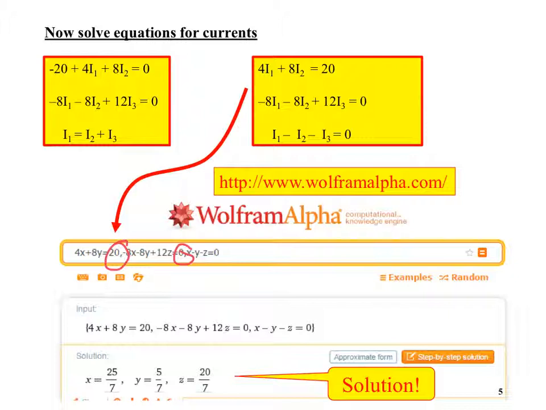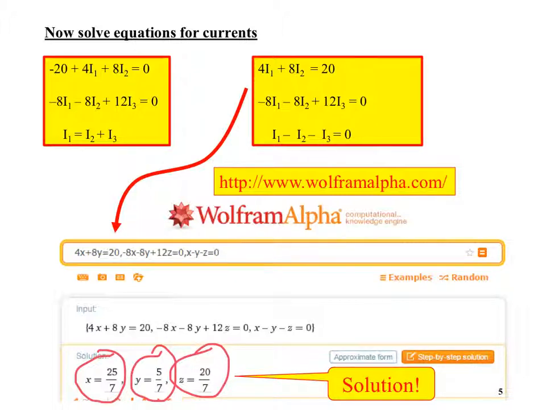So I have three equations that are separated by commas, and then I literally just hit enter, and it spins for a little while, and it comes back and gives me the solution. I1 is equal to 25/7, I2 is equal to 5/7, and I3 is equal to 20/7. And remember the units of each of those would be amps.